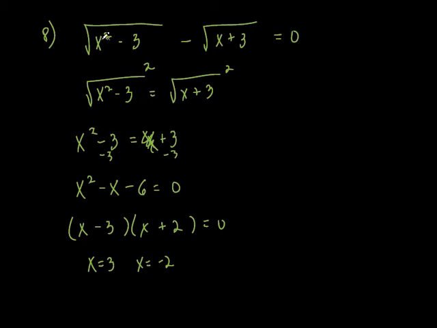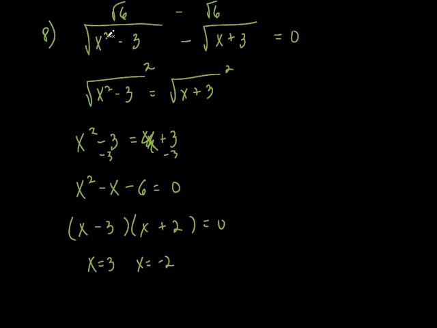Put in the 3. 3 squared is 9. 9 minus 3 is 6, and this would be the square root of 6. Okay, put the 3 in for here. 3 plus 3 is what? 6. So it's going to be minus square root of 6. Is square root of 6 minus square root of 6 0? Absolutely, it works.